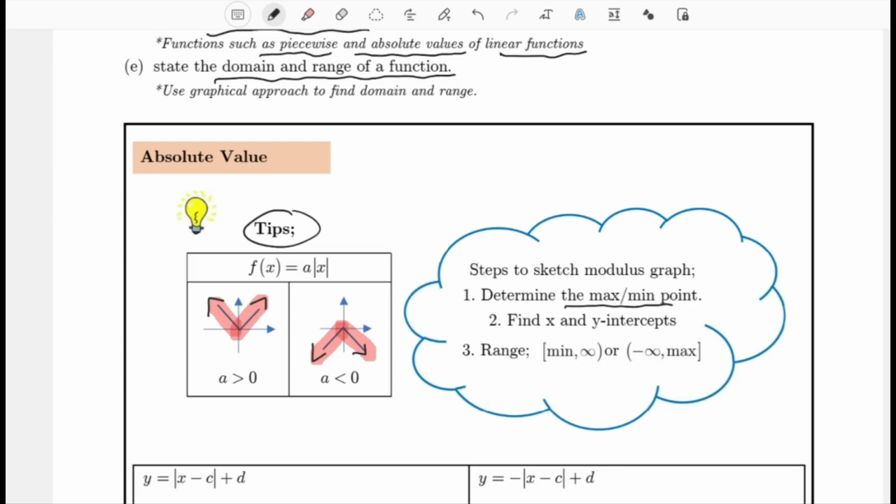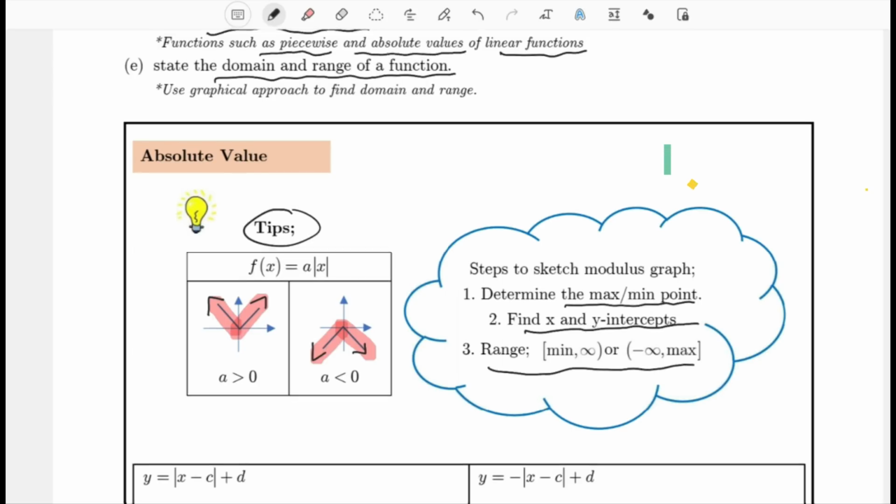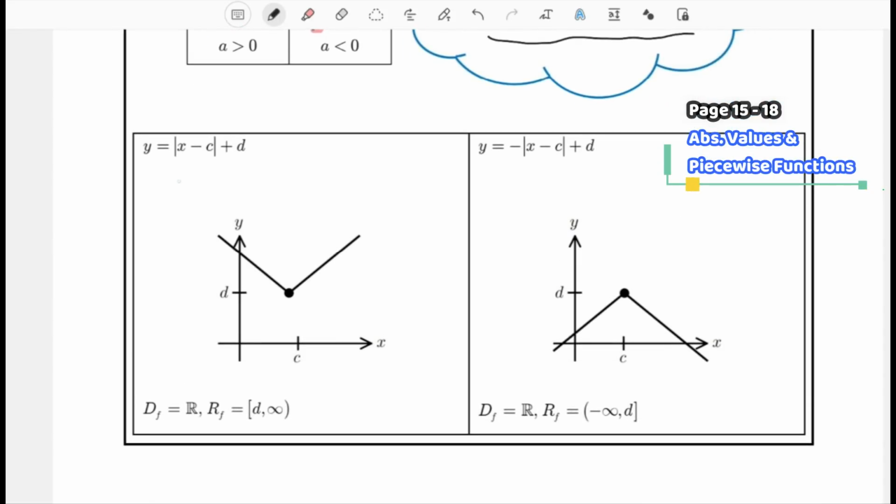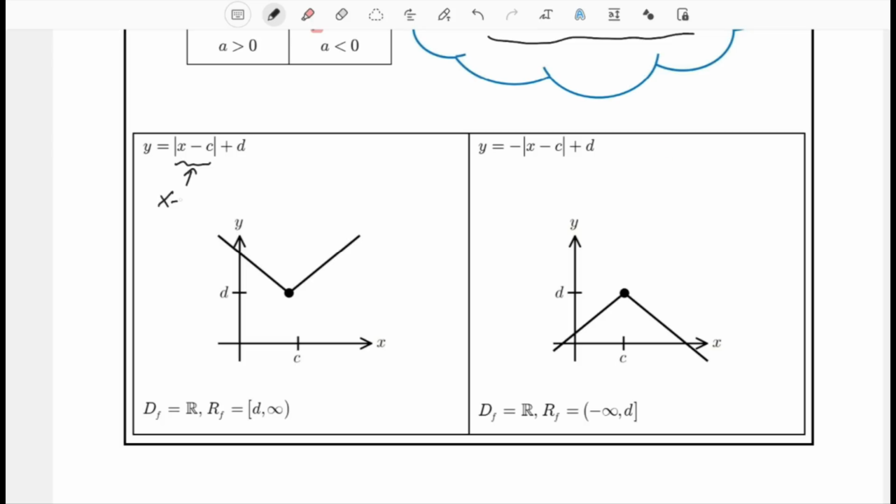So steps to sketch a modulus graph. To determine the maximum or the minimum point, find the x and y intercepts, and then this will be the range. Okay, so if you look at the sample graph given, y equals modulus of x minus c, plus d, so we are going to look at the minimum or the maximum point. The value for your x comes from when x minus c equals 0, we get x equals c. So the minimum point will be (c, d). So this is your (c, d) point.